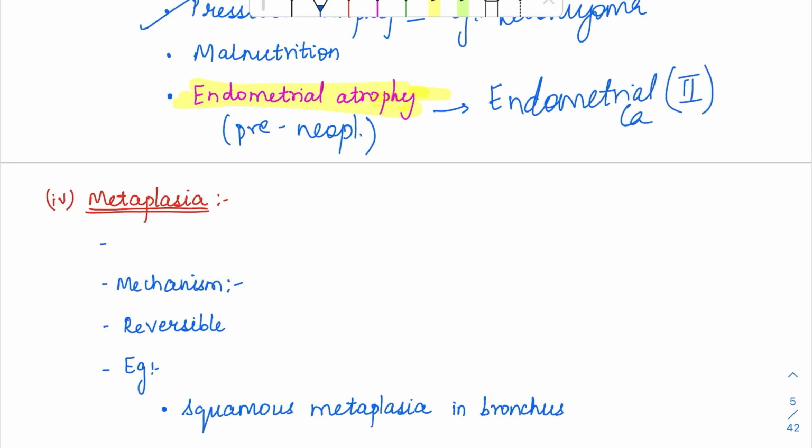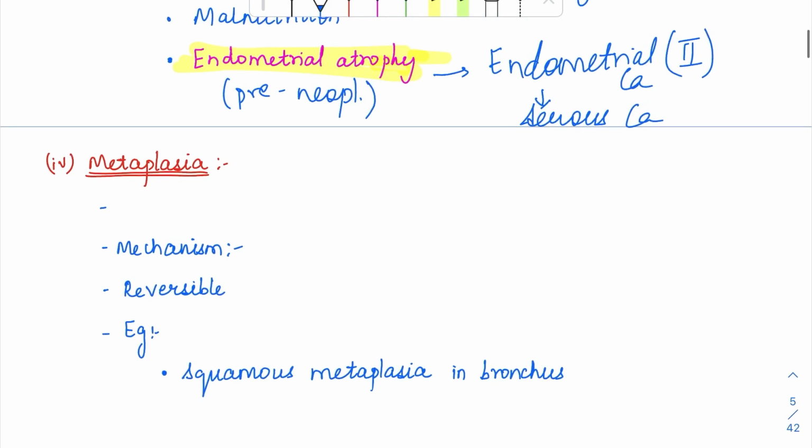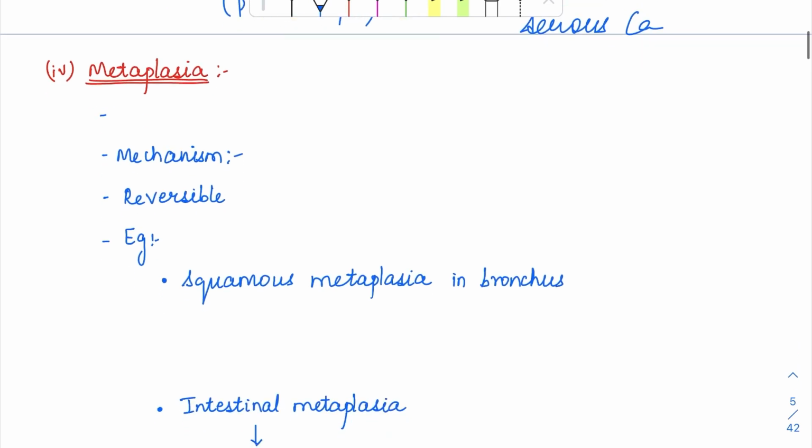Okay, endometrial cancer type 2, which is of serous carcinoma morphology. The morphology of endometrial cancer type 2 will be a serous carcinoma. So both endometrial hyperplasia and endometrial atrophy are going to cause cancer.